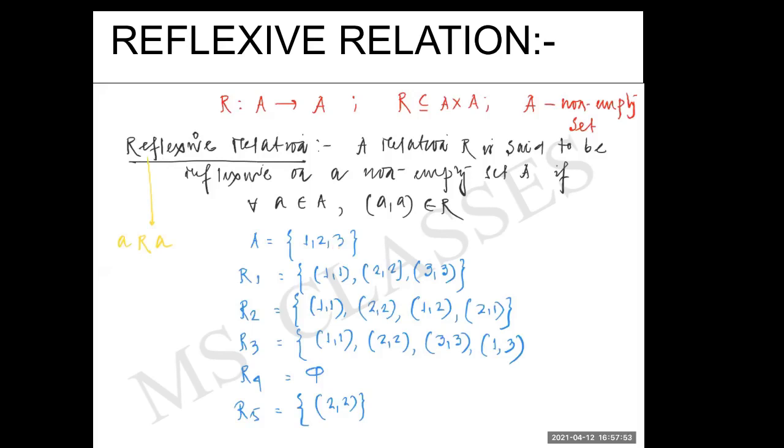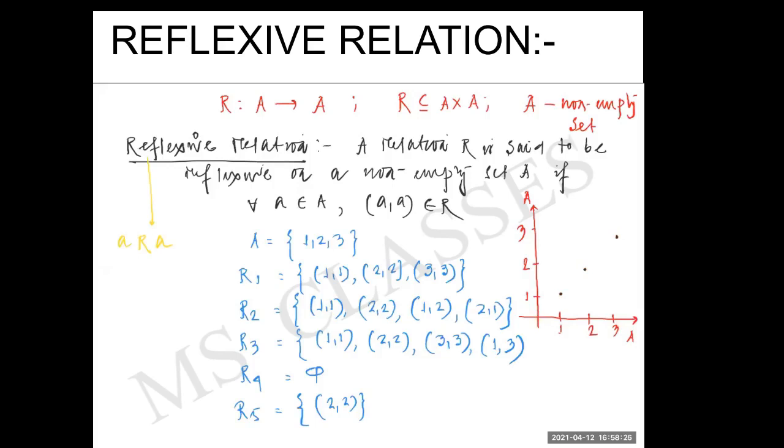Another way you can think. Suppose this is set A, and this is set A, a non-empty set. Here I have 1, 2, 3, and here I have 1, 2, 3. Now, (1, 1), (2, 2), (3, 3). Okay. Now, all these are the diagonal elements. If you think this is a square, these are diagonal elements.